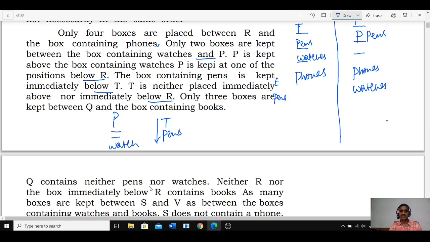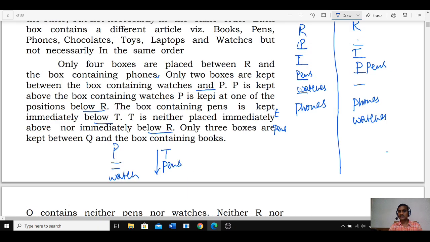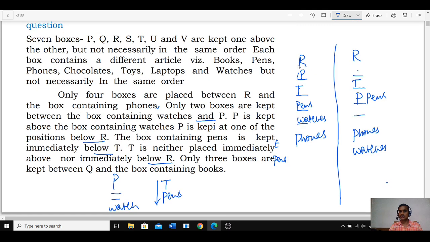Q contains neither pens nor watches. Q is neither pens nor watches or not. Kanaka Q cannot be in the first 3 places, cannot be here. If Q is here, then T cannot be at this place. If Q is here, appudu cheppandi 1 2 3 books will be at this place.